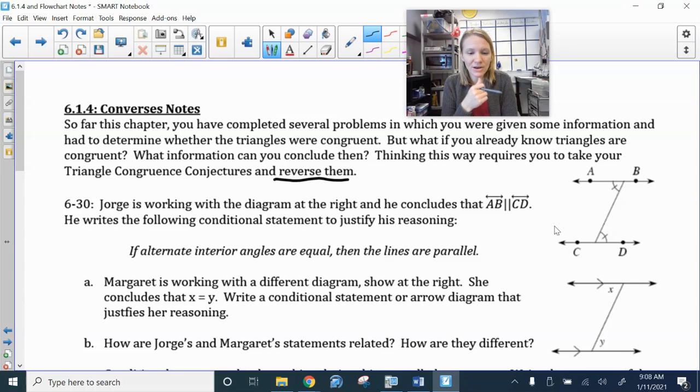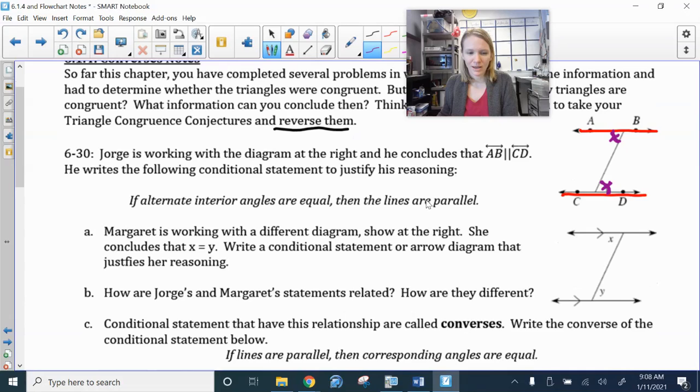We've got George working with the diagram at the right, and he concludes that AB is parallel to CD. Based on this information, he knows these lines are parallel because he knows that these angles are in fact equal. So he says, if the alternate interior angles are equal, then the lines are parallel. Okay, we kind of have used that information before.